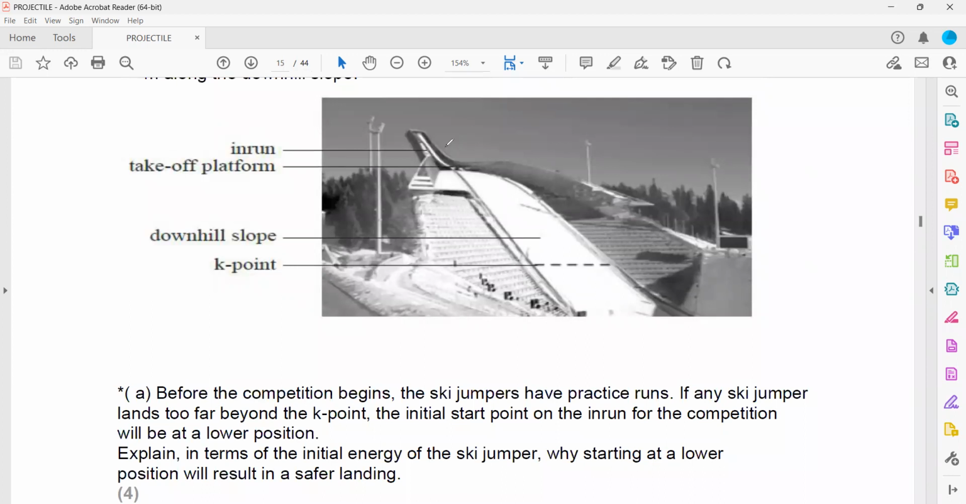If they start from a lower position, then they will have a lower gravitational potential energy. If they have a lower gravitational potential energy, the kinetic energy will also be lower. As a result, they will have a lower velocity at which they land or hit the ground, so they will experience a smaller impact force. So you will mention that when starting from a lower height, it will have a lower gravitational potential energy, meaning less kinetic energy, which reduces the speed at which they land or hit the ground. So it will experience a smaller, lower impact force.